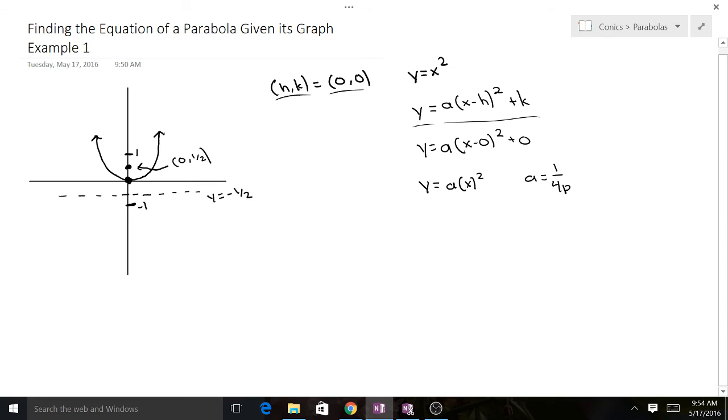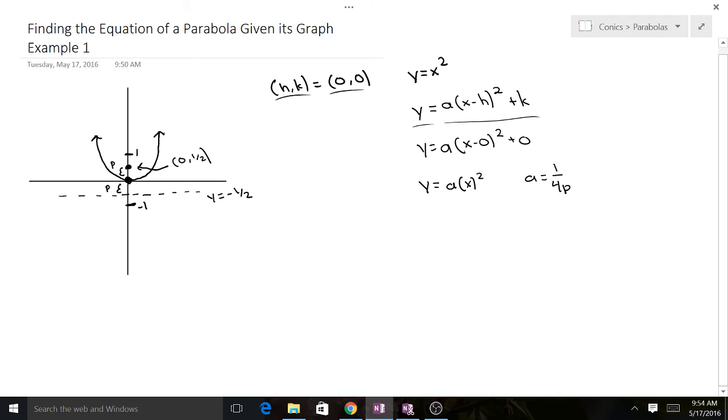So to figure out what a equals, we need to use our p-value. And as you know, p is just the distance between the center and the directrix, and it's also the same distance between the focus and the center. In this case, we went from 0, 0 to 0, 1/2, and we went from y equals 0 to y equals negative 1/2. So we can tell our p-value is going to be 1/2.